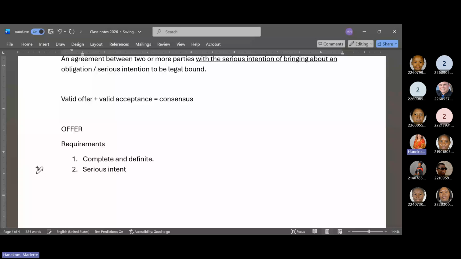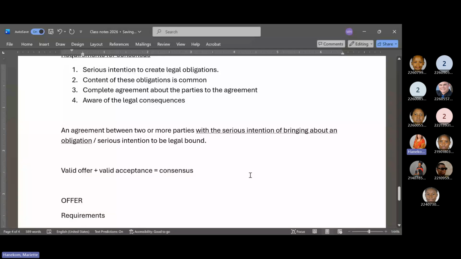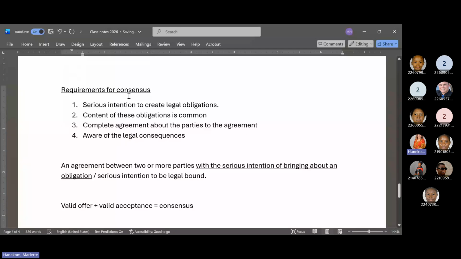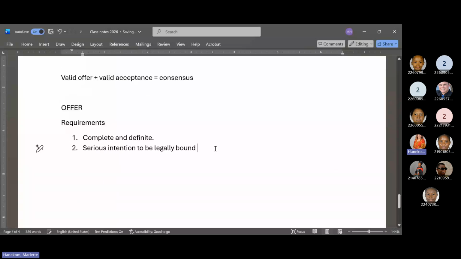Must be made with a serious intention to be legally bound. We've got repetition here: a contract, serious intention of bringing about an obligation, requirements for consensus, serious intention to create legal obligations, offer, serious intention to be legally bound.